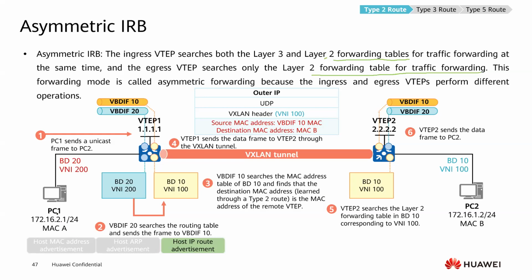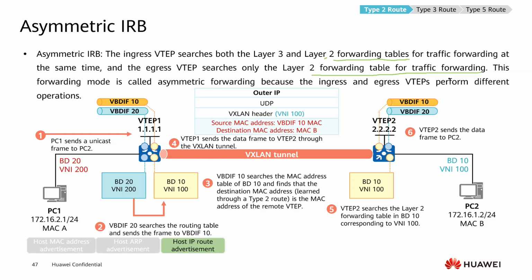All right. And PC1 first will send the packet to its gateway. So the frame's destination MAC address is the gateway. And then the packet will be received by VTEP1 on VBDIF10, and it finds its destination MAC address is sent to VBDIF10. So it tries to parse the packet and check the IP header. It will check the IP destination information, and then it will try to search the routing table.